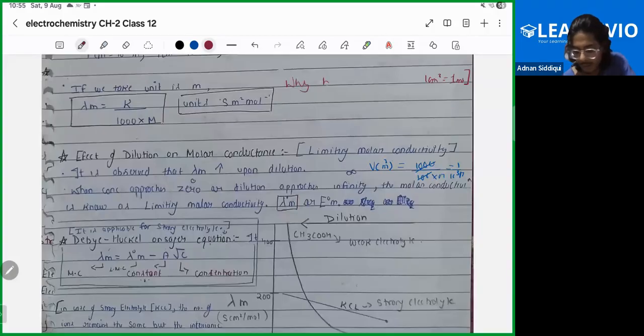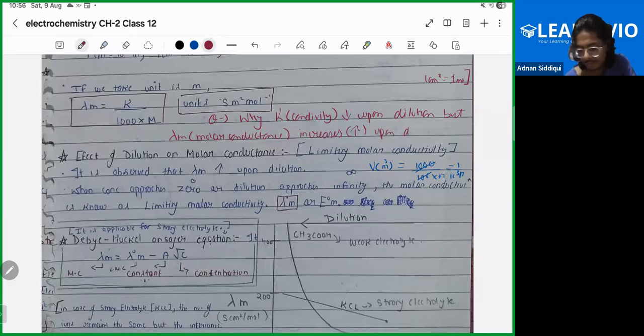Why K, which is conductivity, decreases upon dilution, but your molar conductivity or molar conductance increases upon dilution.